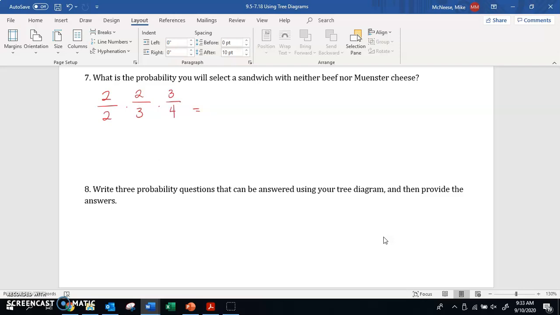So 2 out of 2 times 2 out of 3 times 3 out of 4, we got 2 times 2 times 3, which gives us 12. And then 2 times 3 times 4 is 24, which is 0.5 or 50%.